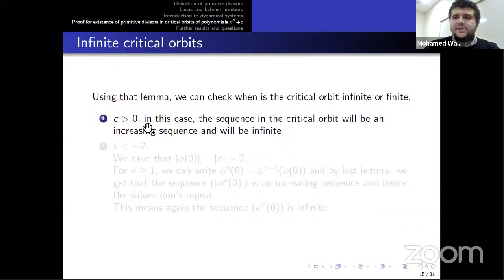Using this, we can check which values of c will induce an infinite critical orbit and which values of c can induce a finite critical orbit. First we check for c greater than 0. For c greater than 0, x to the power d will always be greater than or equal to c, because c is an integer in that case.